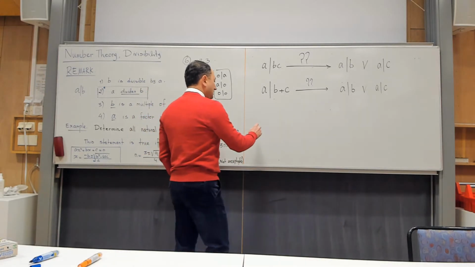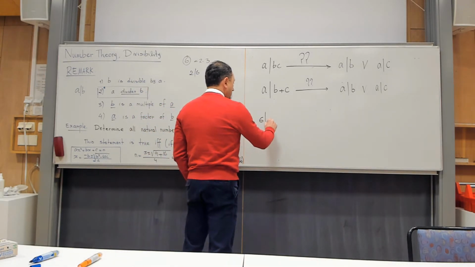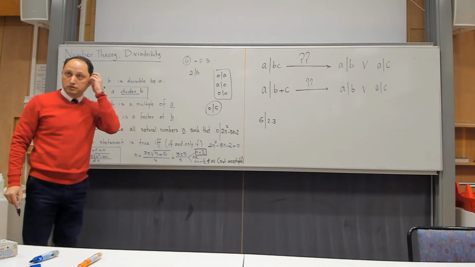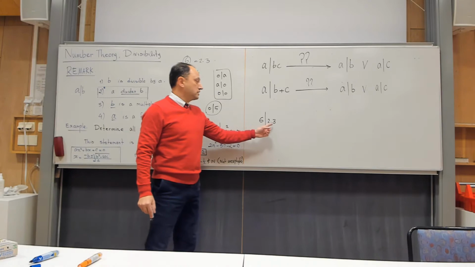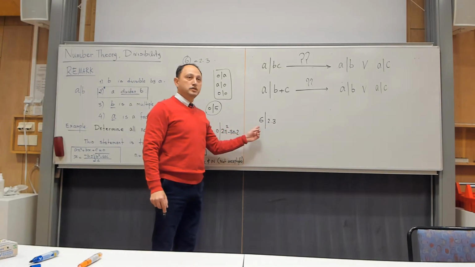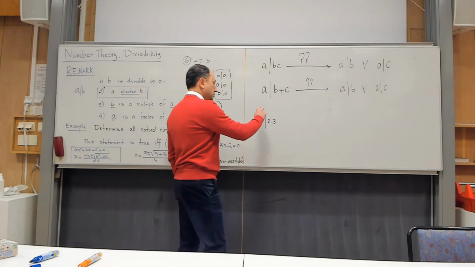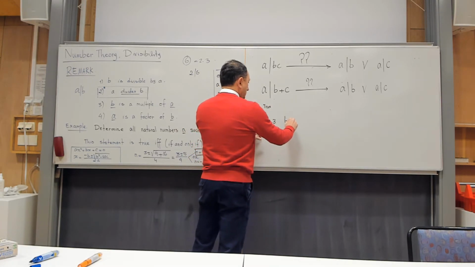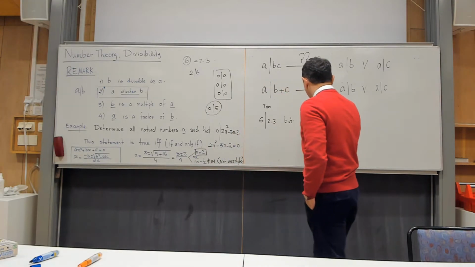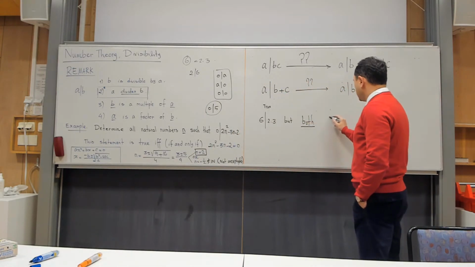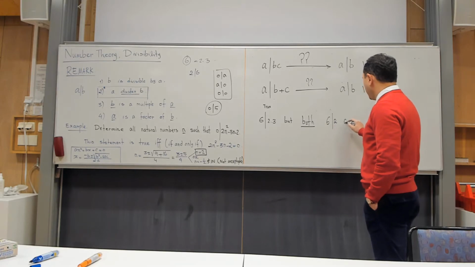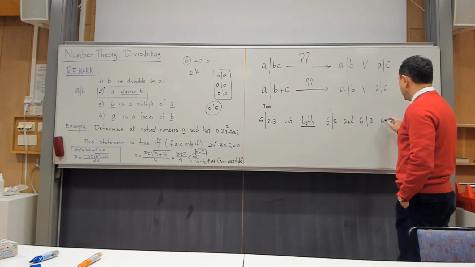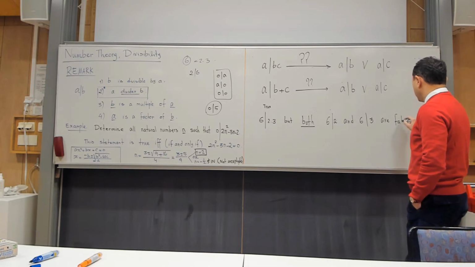So you see, do you agree with this statement? Yes or no? Why? Because 2 times 3 is how much? 6. Is 6 divisible by 6? So it is true. This is true, but both 6 divides 2 and 6 divides 3 are false.